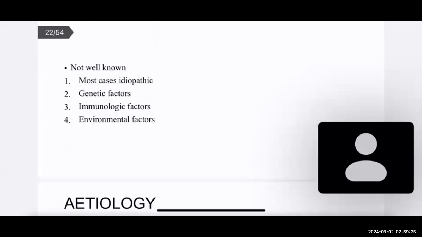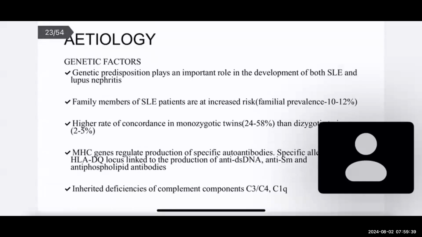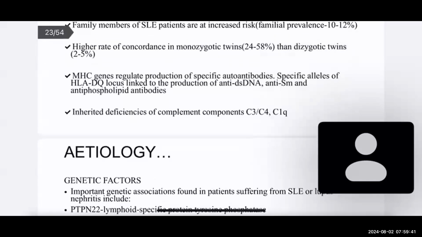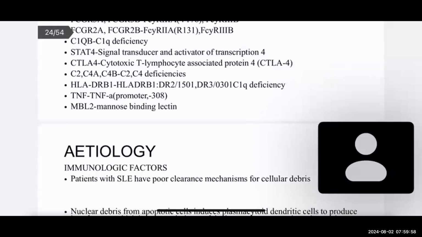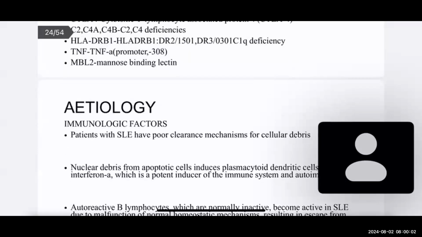So I think I'll just leave that. With regards to the etiology, most of them are idiopathic. Genetic factors are considered, immunologic factors, environmental factors as well. Among the genetic factors, one of the important aspects is the HLA-DQ locus, which has been linked to production of anti-double-stranded DNA, as well as anti-Smith and anti-phospholipid syndrome. And these are just other genetic factors that have been implicated.